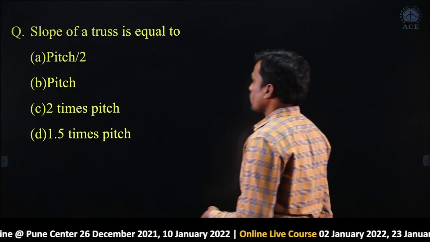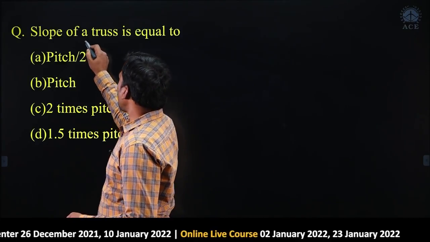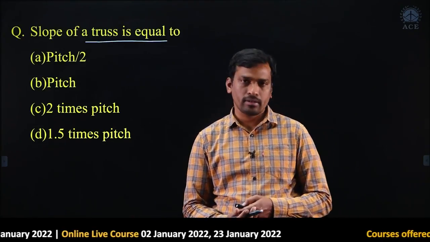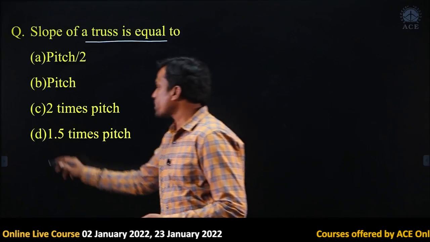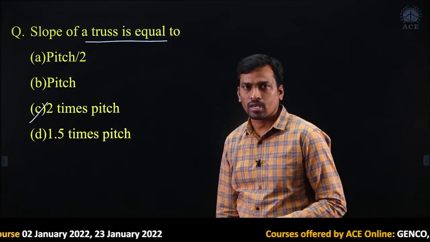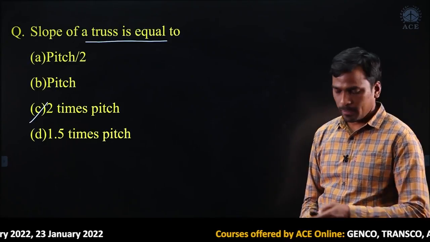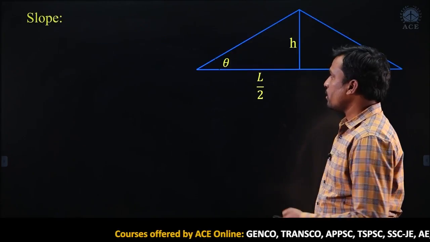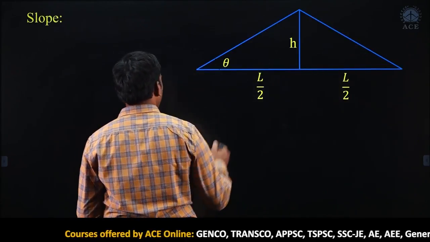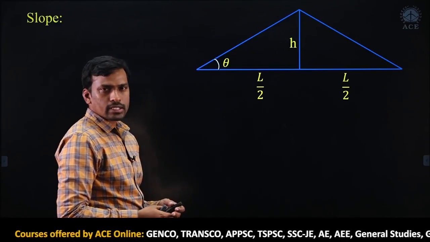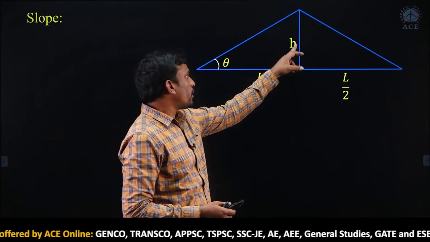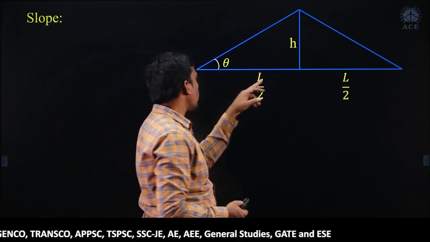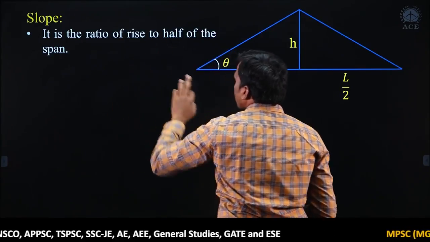Right. Next question. Slope of a truss is equal to, this is a question from the roof trusses chapter. Very easy. So option C is correct, 2 times pitch. How is it 2 times pitch? First we have to know the definition of slope. Now, this is the slope. Definition of slope is the ratio of rise to half of the span.